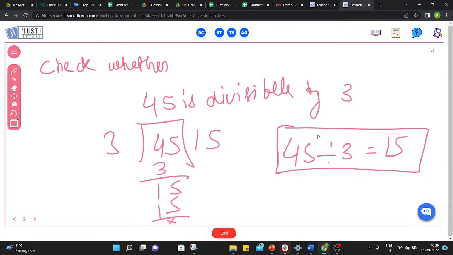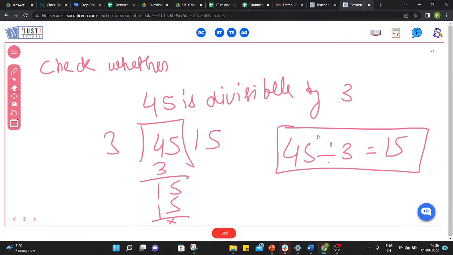45 is also divisible by 5 because 5 times 9 is 45. Okay, and I think that's it. It is not divisible by 6 because we have 42 in the 6 times table, then 48. We don't have 45 in the 6 times table.